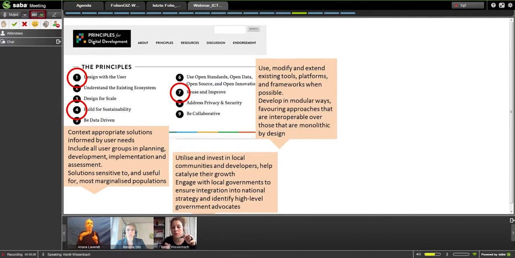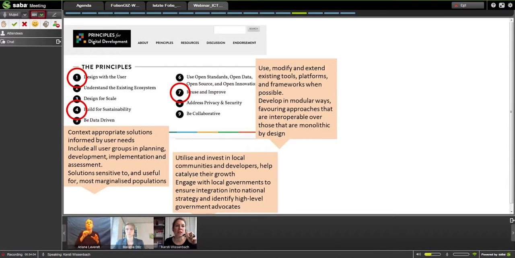And another aspect is relating to engaging with local governments, where we do invest in educational programs that should be structural, and that should then mean ensuring to collaborate, to have the buy-in of the local policy level where that's possible. And principle 7, reuse and improve. That relates to what I already mentioned: use, modify, and extend existing tools, platforms, and frameworks when possible. Develop in modular ways, favoring approaches that are interoperable over those that are monolithic by design.